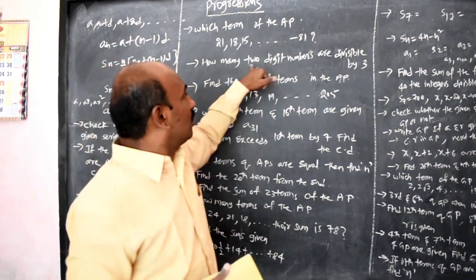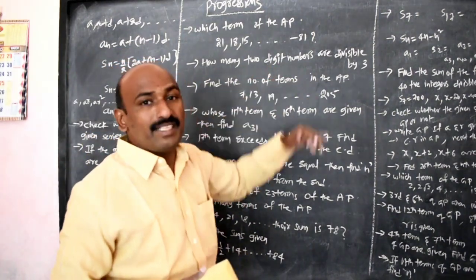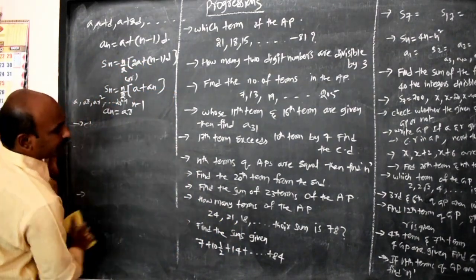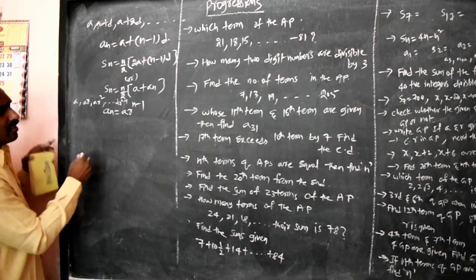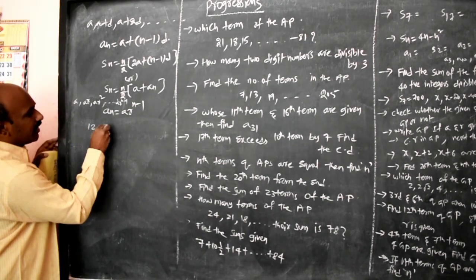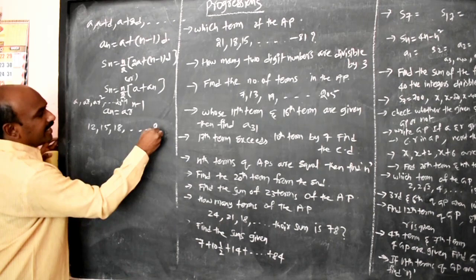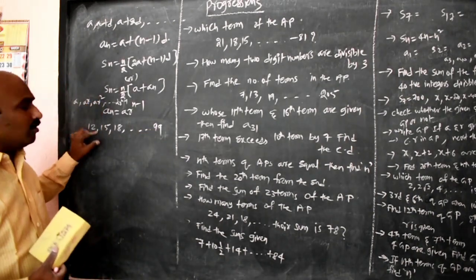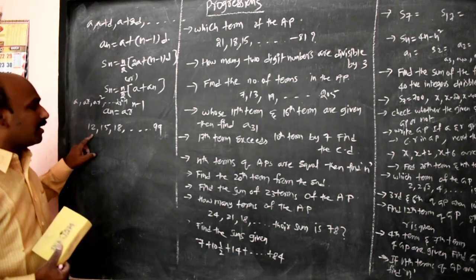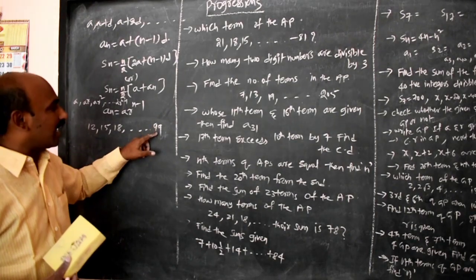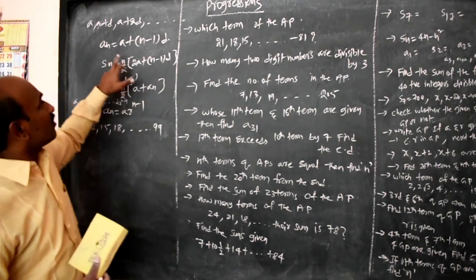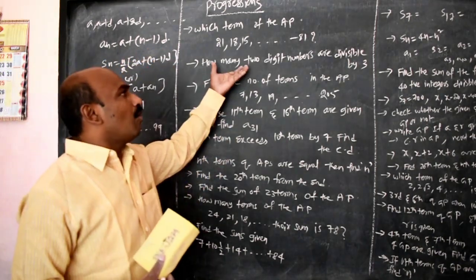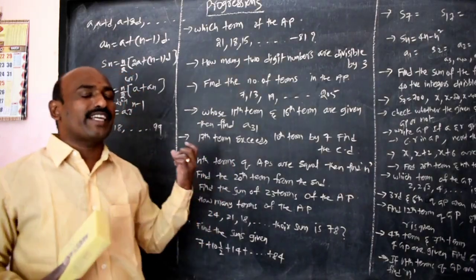How many 2-digit numbers are divisible by 3? First of all we need to list out the 2-digit numbers which are divisible by 3: 12, 15, 18 and so on, up to 99. How many are there, he is asking. Here we know a is 12, d is the common difference, 15 minus 12 is 3, and a_n also we have, 99. Then we simply substitute in the formula a_n = a + (n - 1)d, and we get the n value. How many 2-digit numbers, means we get the n value.